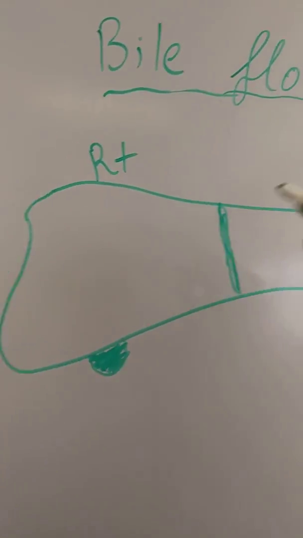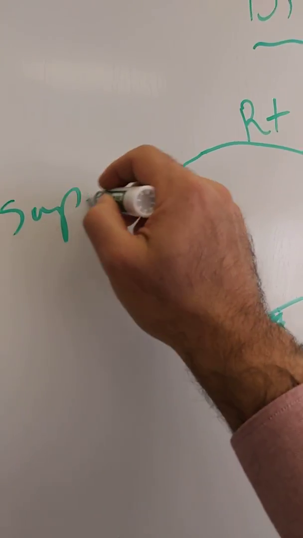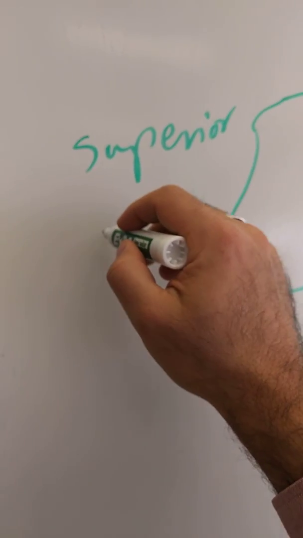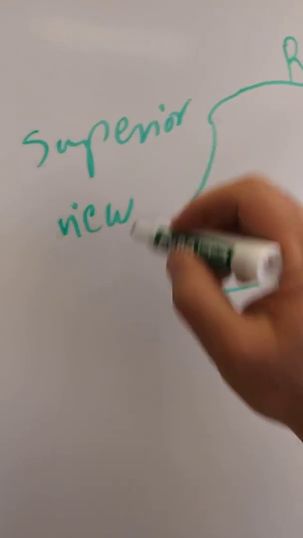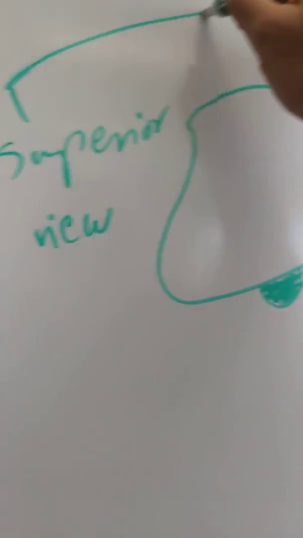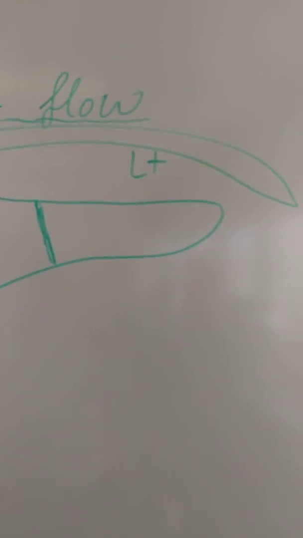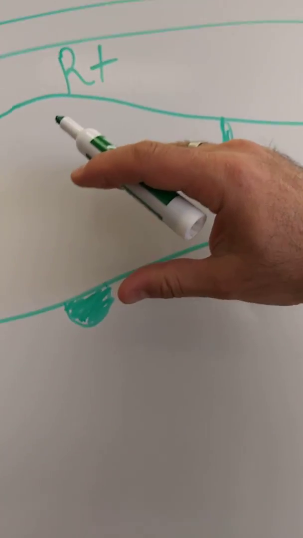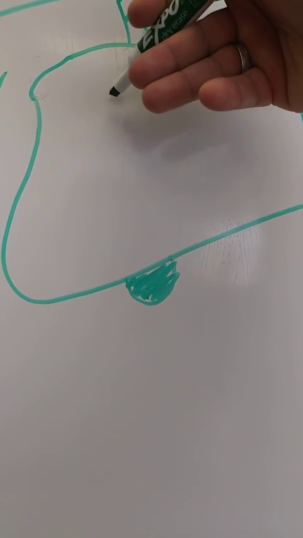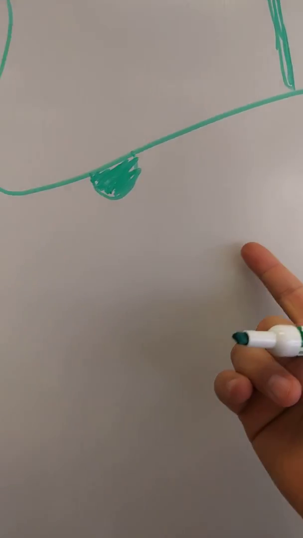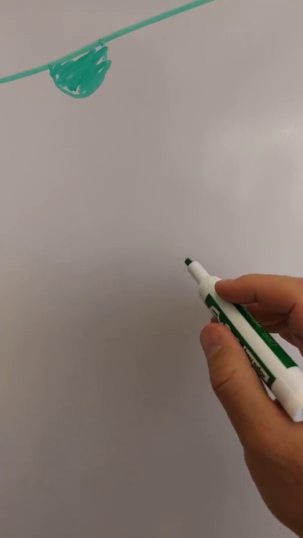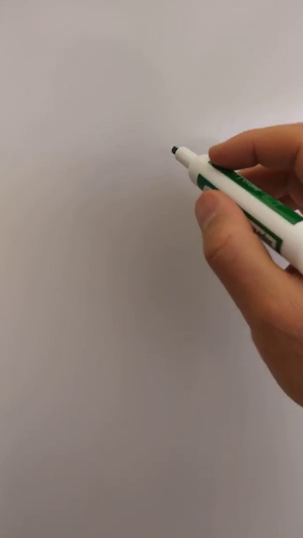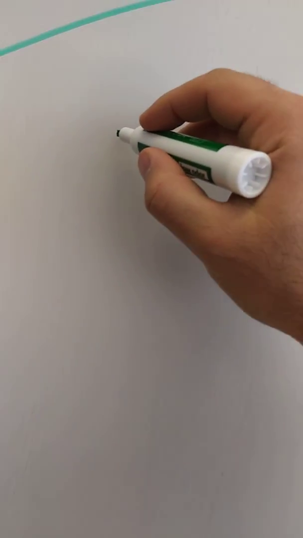Now this is the superior view, or the upper portion. It's being covered by a muscle called the diaphragm muscle, which is the main muscle of respiration. Okay, so let me go ahead and kind of dissect or kind of flip the view here, and let's look at the inferior portion. So let's kind of draw it in an upside down format.